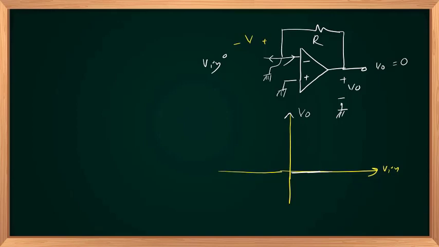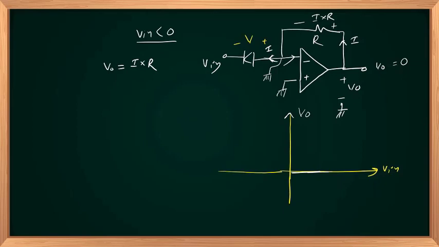In the other case, if V in is negative, the diode turns on. V in is less than 0, the diode turns on. So there is a current I in the circuit. The same current flows through R. So you can write V out directly: if the current I flows through R, this product is nothing but I times R. V out is nothing but I times R.